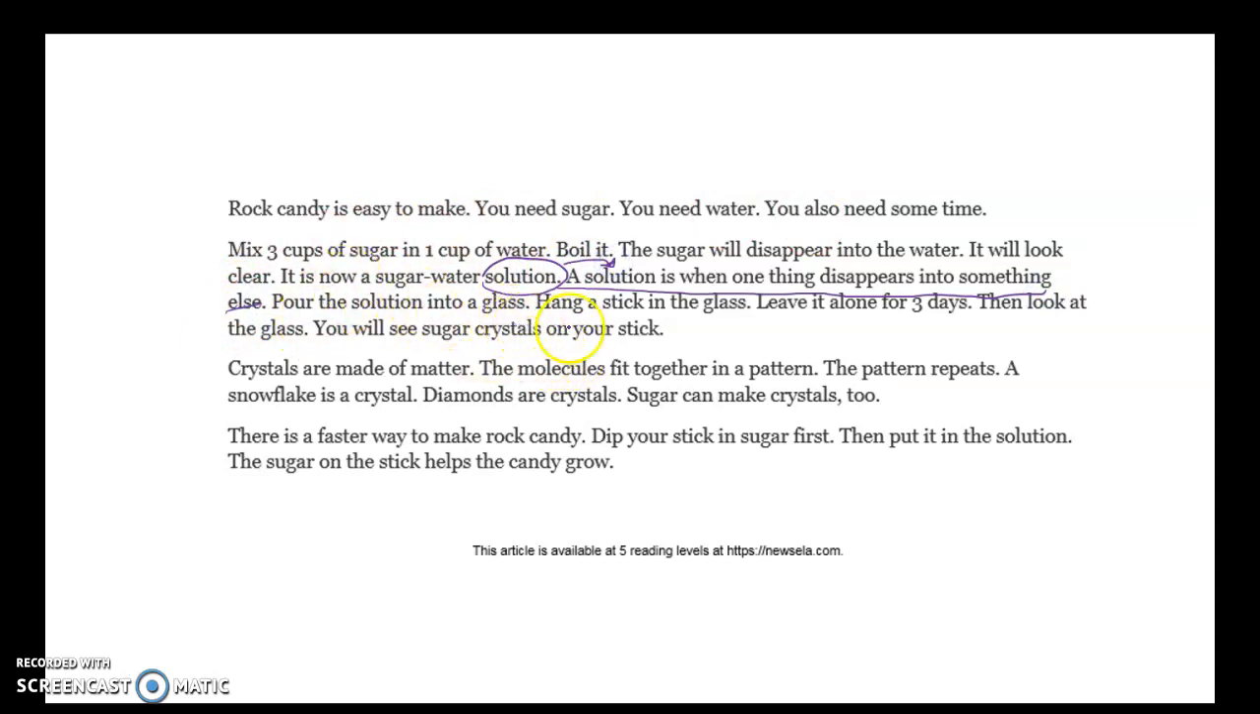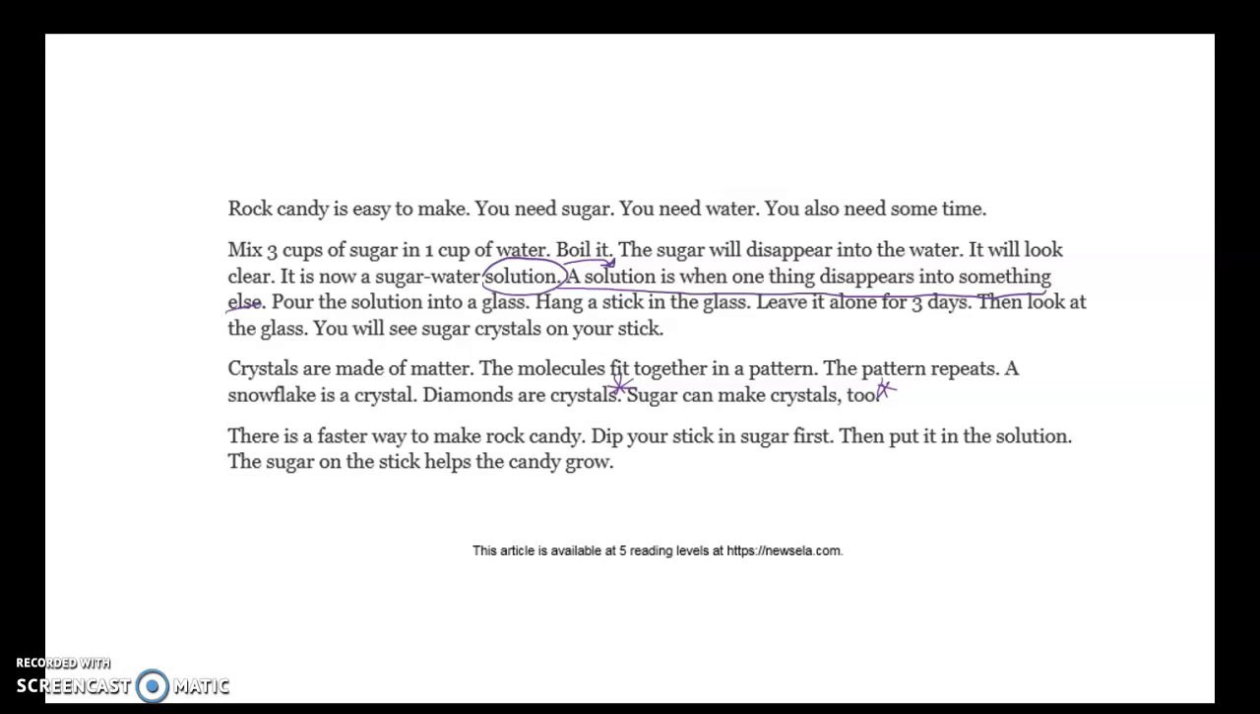Pour the solution into a glass, hang a stick in the glass, leave it alone for 3 days. Then look at the glass. You will see sugar crystals on your stick. Crystals are made of matter. The molecules fit together in a pattern. The pattern repeats. A snowflake is a crystal. Diamonds are a crystal. Sugar can make crystals too. I think that's important, that sugar can make crystals. So I'm going to put a little star there.